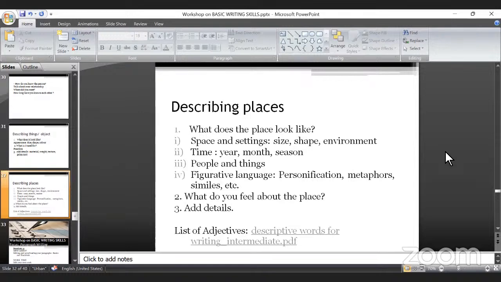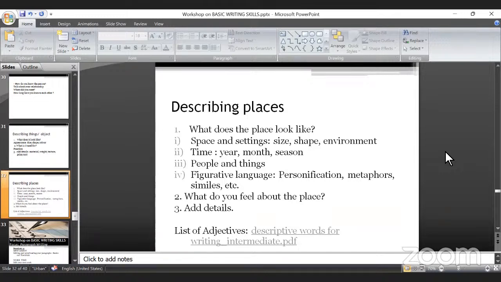For places, again, like both the other cases for person and object, you will talk about how does the place look like, right? Now, within that, you can talk about space and settings, right? So you talk about the space that the place occupies. So you talk about the size, the shape, the environment around it, right? That becomes the first part of description of how the place looks like. Second, you talk about the time, right? That is, you talk about the year, month, or season at that place, right? Then you talk about the people and things that you can find in the surroundings in that place.